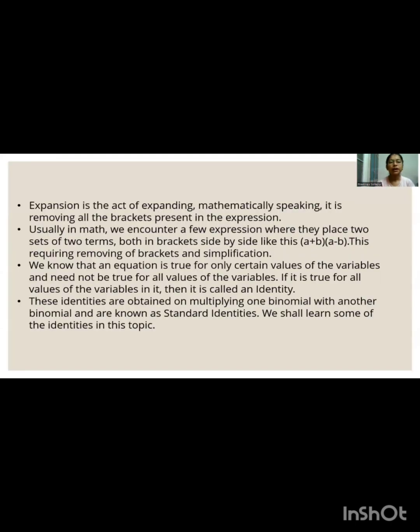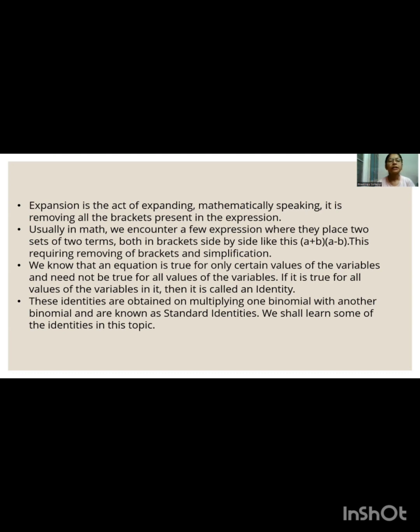Expansion is the act of expanding. Mathematically speaking, it is removing all the brackets present in the expression. Usually in math, we encounter a few expressions where two sets of two terms are placed in brackets side by side, like this: (a plus b)(a minus b). These require removing of brackets and simplification.